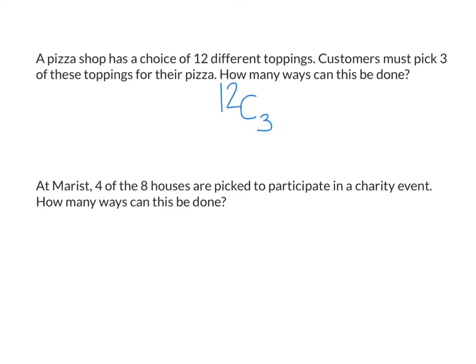Now, all you need to do is put this on your calculator. So on the graphics calculator, you write 12, then you go to math, pick the nCr button, and then 3. So your calculator will use the formula, so you don't need to. It is 12 factorial over 3 factorial times 9 factorial.